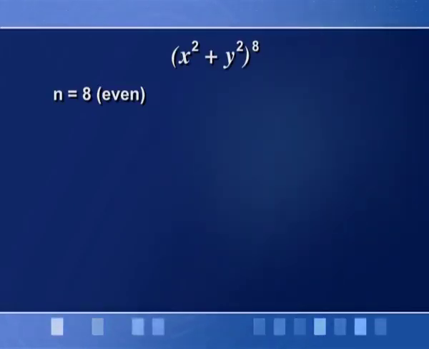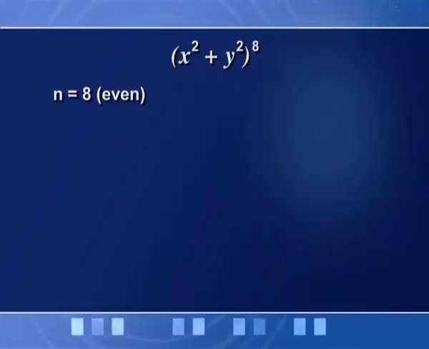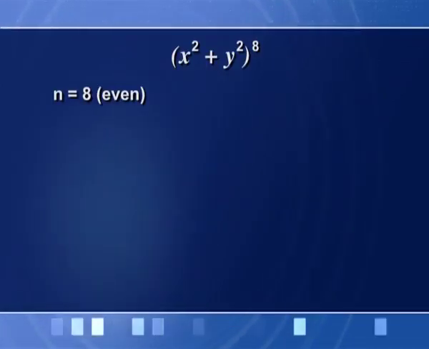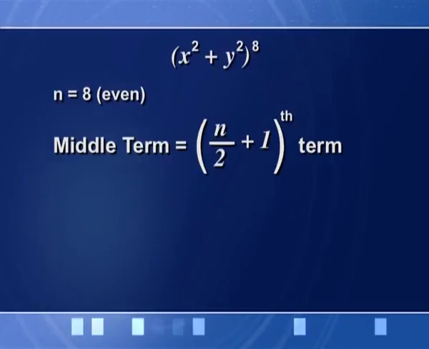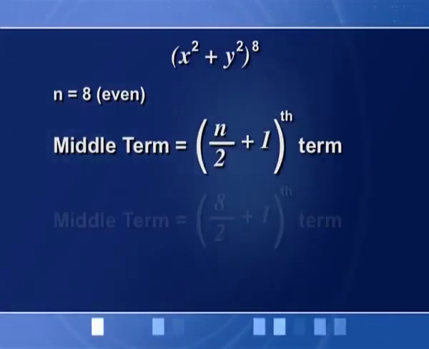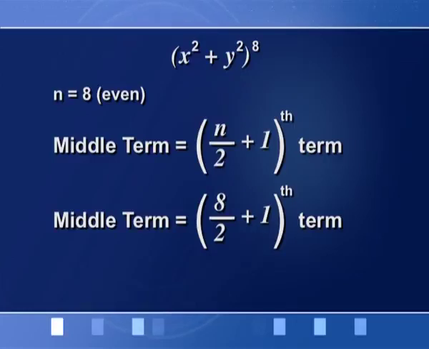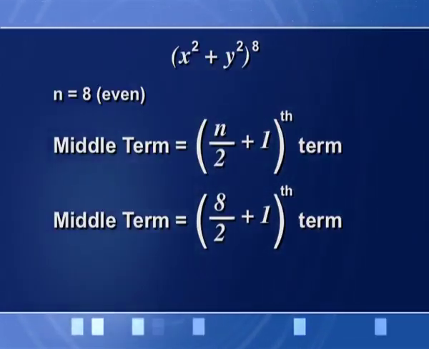Now let's find the middle term in the expansion of (x^2 + y^2)^8. Here 8 is an even number. Recall that whenever the given power is even, we have only one middle term, which is given by the formula (n/2 + 1)th term. So when we divide the given power 8 by 2, we get 4, and according to the formula we have to add 1 to it.